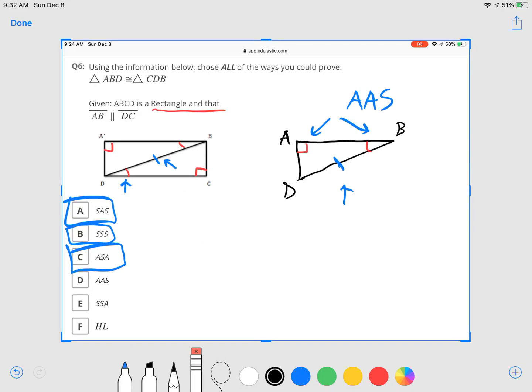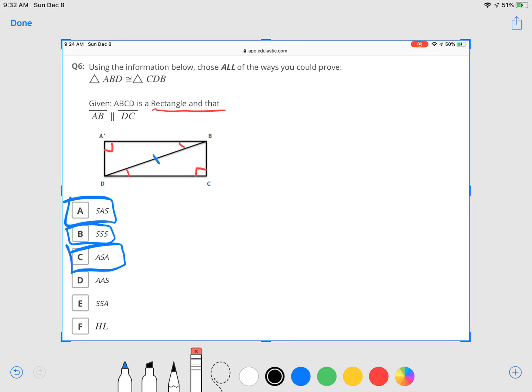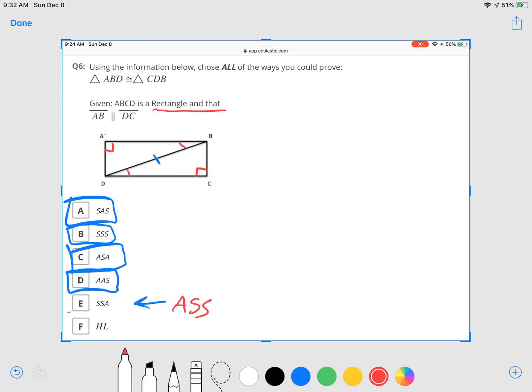Okay. So angle side works. And again, there's multiple ways to do each one. So we could have chosen 2 different angles and a side. Okay, SSA is the only one that doesn't work. That is ASS. And that's not a theorem. That's not a triangle congruence theorem.